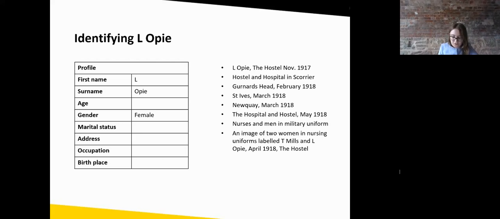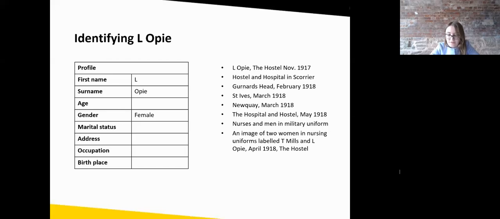Examining the album revealed a number of useful clues as shown on the right, including dates and an image of two women labelled L Opie and T Mills. Presumably the L Opie in this image is the same L Opie who wrote their name on the inside cover of the album. But there is still no identifying information as summarised by the table, which includes rows for the typical information included in a census record.